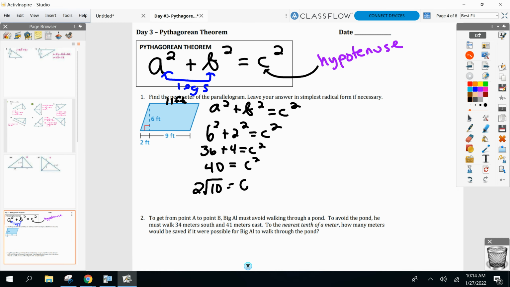All right. Because every class is different. I don't have one of these in first period. I don't have one of these in second period. So 2 radical 10, which means the other side is 2 radical 10.